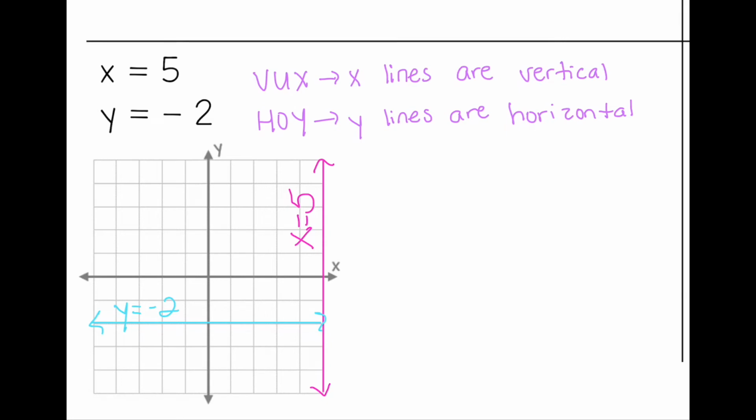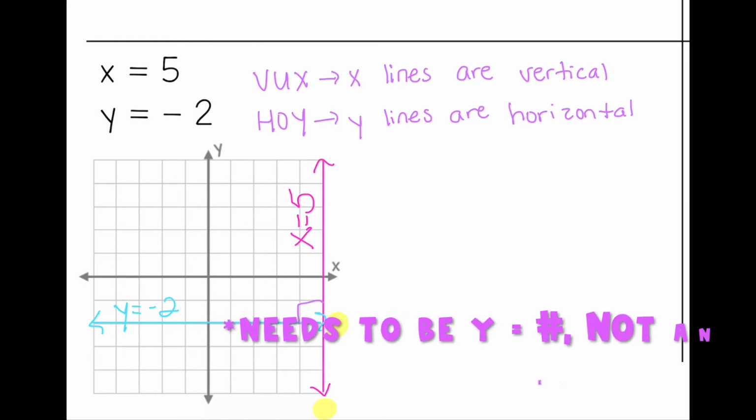I have x equals 5, which is a vertical line, and then I have y equals -2, which is a horizontal line. And they're meeting right here and forming a 90-degree angle, so those lines are perpendicular. So anytime you see a set of lines and one is x equals and the other one is y equals, you have perpendicular lines.